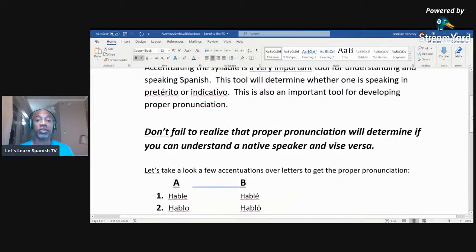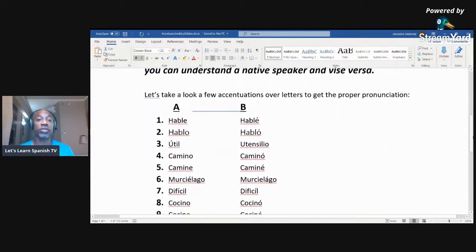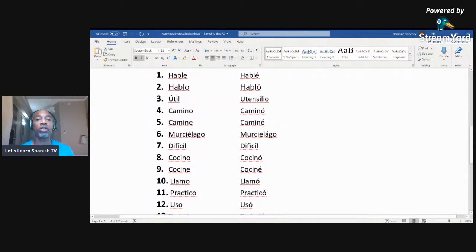Okay, let's take a look at a few words here. You're going to say, oh, they all look the same, sound the same. So what? No, not so what. They have a different meaning. So let's look at this. Hable. One more time. Hable. Hablé, hablo, habló.